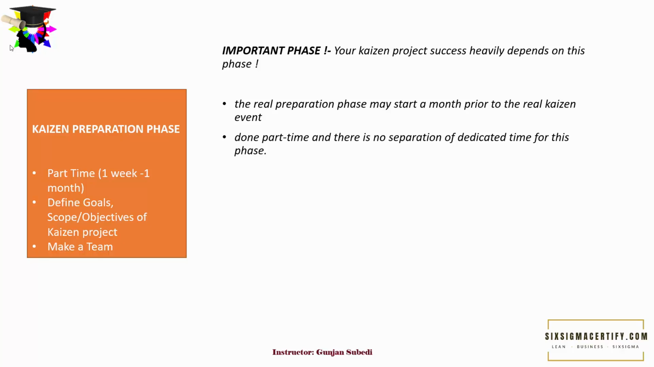Now let me remind you that though the Kaizen event takes only 3 to 10 days, and in this lecture we are assuming a 5-day Kaizen event, which is quite common, the real preparation phase may start a month prior to the Kaizen event itself. But it is done part-time and there is no separation of dedicated time and personnel for this phase. So what are the things you might want to consider doing in this phase?